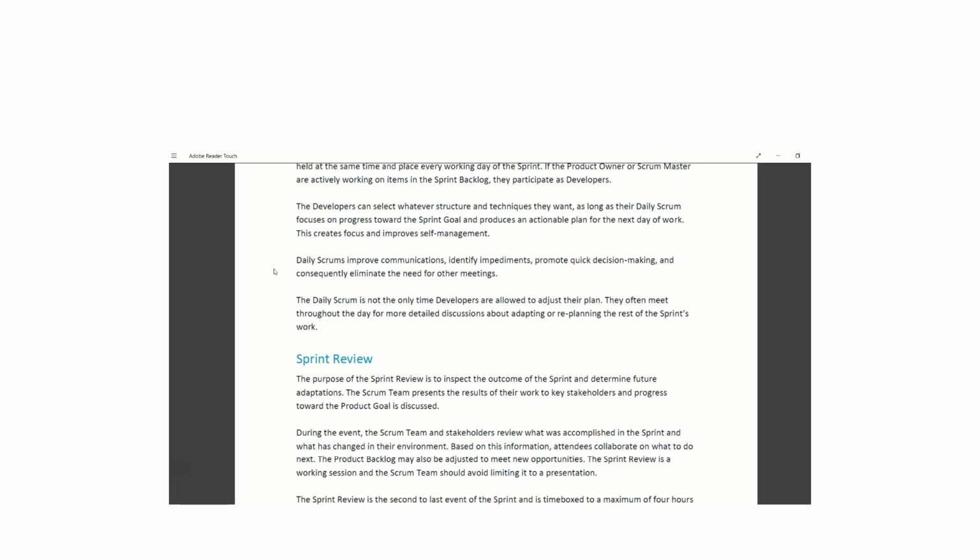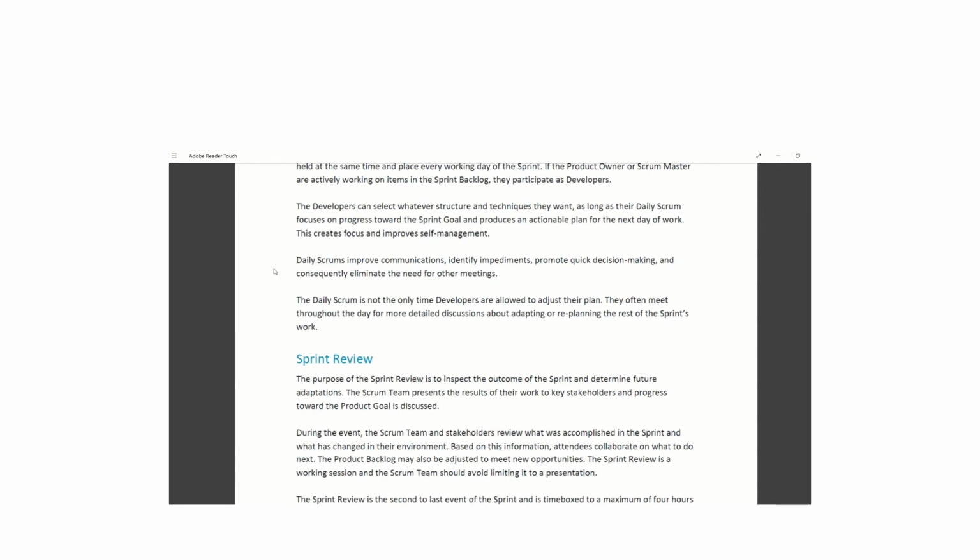The developers can select whatever structure and techniques they want, as long as their daily Scrum focuses on progress toward the sprint goal and produces an actionable plan for the next day of work. This creates focus and improves self-management. Daily Scrums improve communications, identify impediments, promote quick decision making, and consequently eliminate the need for other meetings.